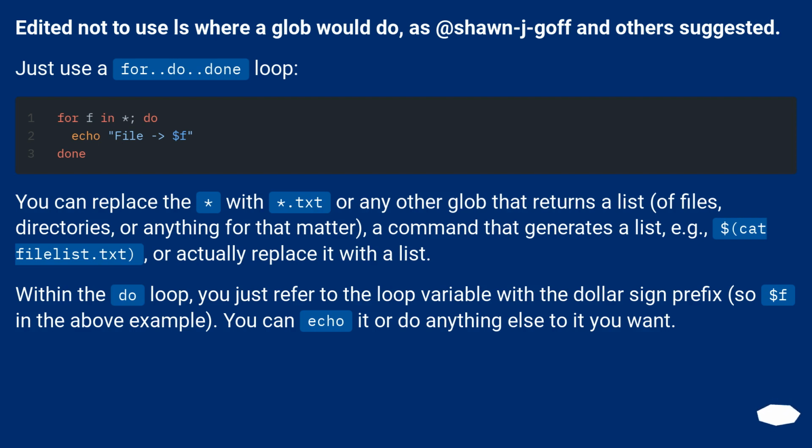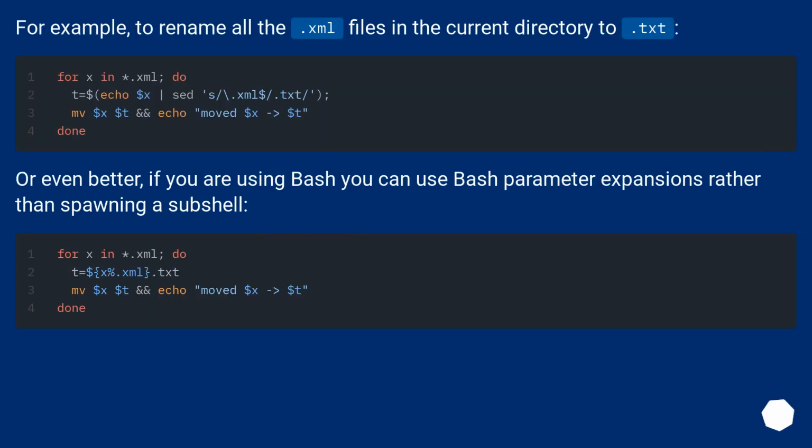Within the do loop, you just refer to the loop variable with a $ sign prefix, so $f in the above example. You can echo it or do anything else to it you want. For example, to rename all the .xml files in the current directory to .text. Or even better, if you are using bash, you can use bash parameter expansions rather than spawning a subshell.